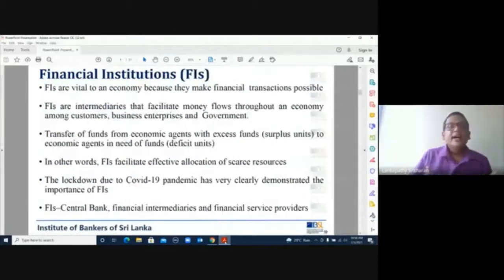Okay, then I'll move into the financial institutions in a more detailed manner. Financial institutions are vital to the economy because they make financial transactions possible. As I mentioned in my first example, when a person wants to buy something, or the shop owner wants to keep their savings in a safe manner, or use that money for a wholesale purchase, or if any person wants to get a loan or save their money, for all sorts of financial transactions, these financial institutions are very important. Financial institutions are intermediaries that facilitate money flow throughout an economy among customers, business enterprises, and government.